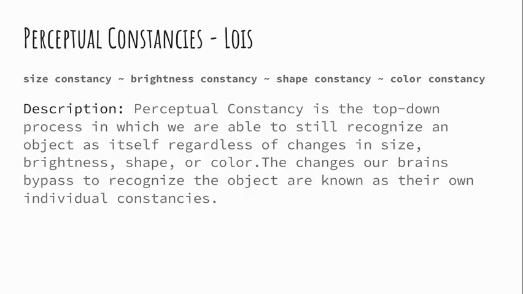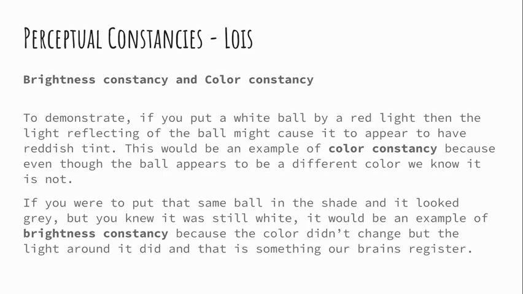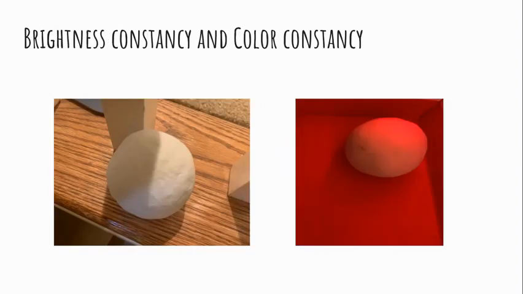There are 4 main changes, and each one is known as an individual constancy. So there's color constancy, which is us being able to recognize an object, even if it appears to change color. For example, a white ball having a red tint being put under a red light, but still being white. And brightness constancy, which can be demonstrated by putting the same white ball in the shade, which makes it look darker, but it's not. This is an example of both of those things.